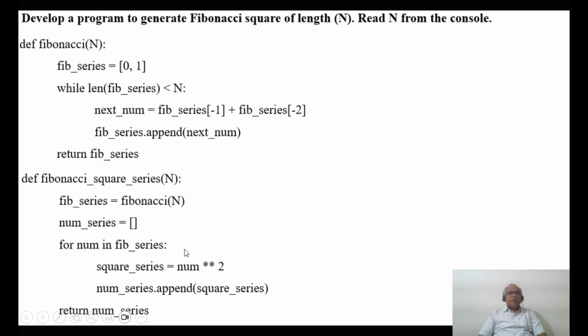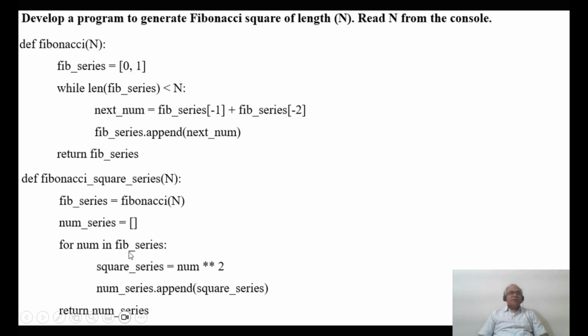So for num in Fib series, what is the Fib series you have? 0, 1, 1, 1 plus 1 becomes 2, 2 plus 1 becomes 3, 3 plus 2 becomes 5, 5 plus 3 becomes 8, 8 plus 5 becomes 13, 13 plus 8 becomes 21, 21 plus 13 becomes 34. This is how the sequence goes for a Fibonacci series. So num_series is empty at first.